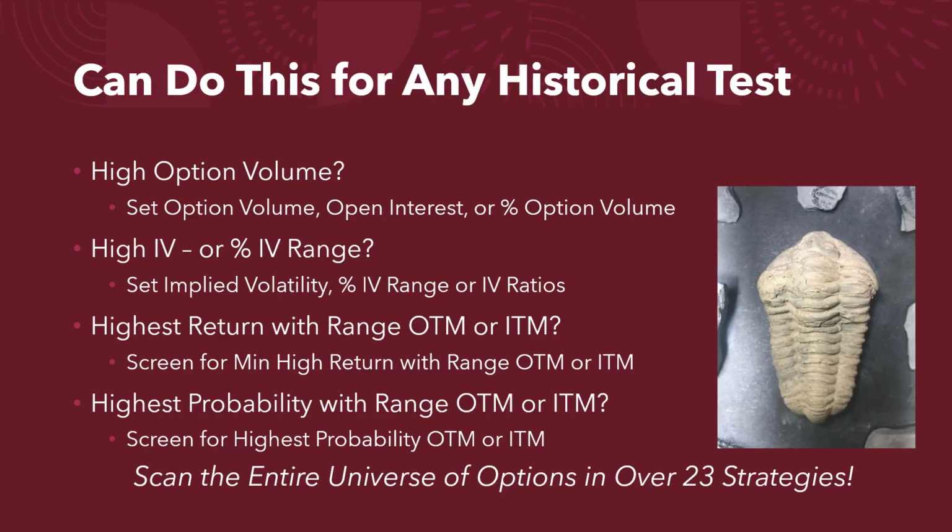Now, you can do this for any historical test on any strategy that's supported on Power Options. You want to look for calls or puts to buy with a high option volume. You can simply clear the filters, set your expiration date, set the desired option volume, minimum open interest, and the percent option volume, which is today's volume divided by the average over the last 90 days. You want to screen for high implied volatility or positions that are in the higher percent IV range.